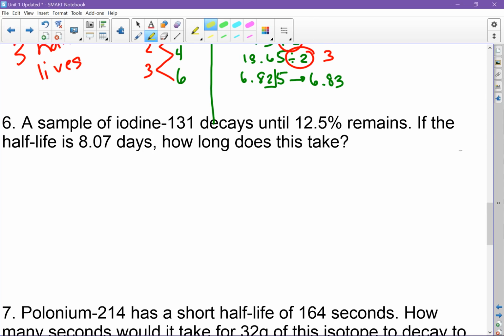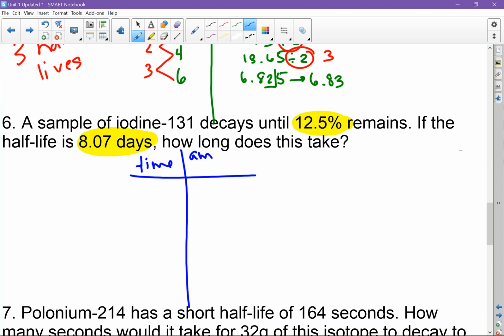Alright, number 6 is a little tricky. Find some numbers. Set up your T-chart. Time, amount. So remember, time always starts at 0, and in this one I am going to be adding the half-life that it gives me, which is 8.07. So every time we add, it'll be 8.07. So 0 plus 8.07 is that.